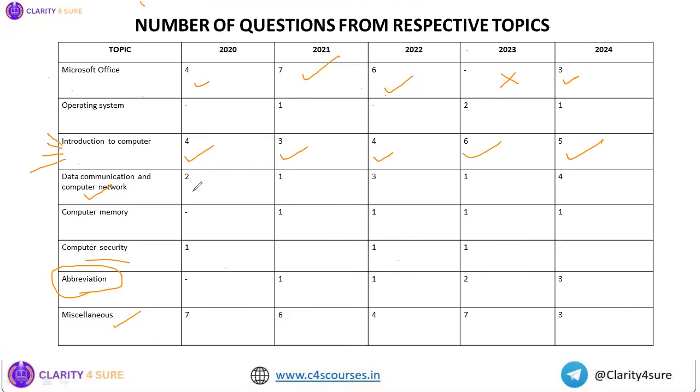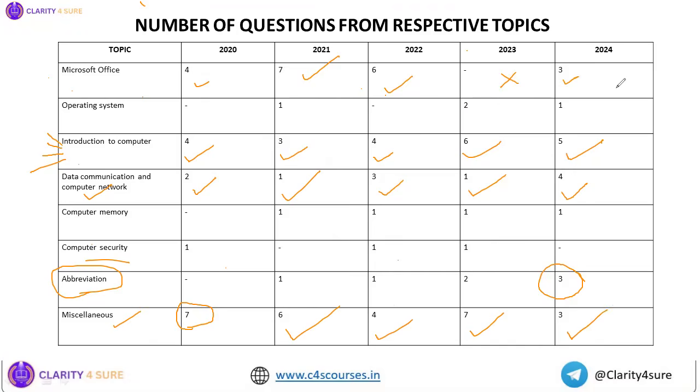Then data communication: in 2020 it is 2, in 21 it's 1 question only, in 22 it was 3 questions, in 2023 it was 1 question, in 2024 there are 4 questions. Then abbreviations, in 2024 there were 3 questions. Miscellaneous: in 2021 it was 7 questions, 2022 6, 2023 4, 2024 is 3 questions.